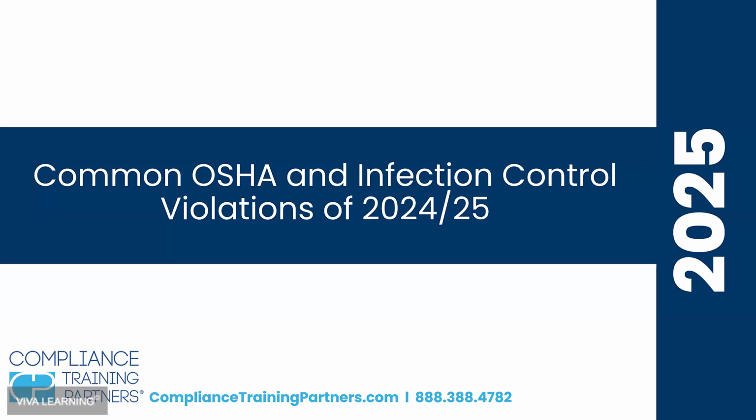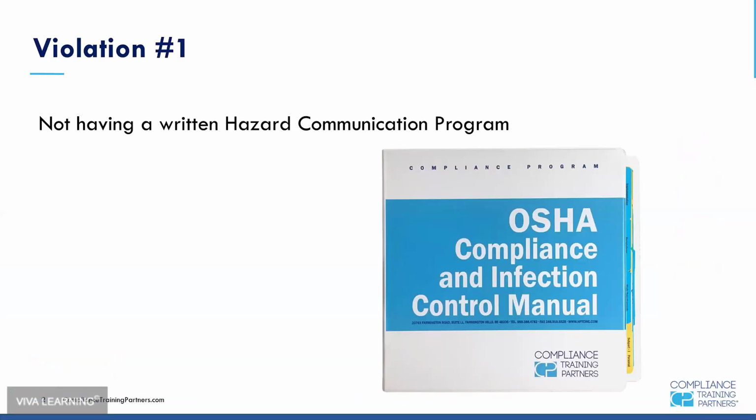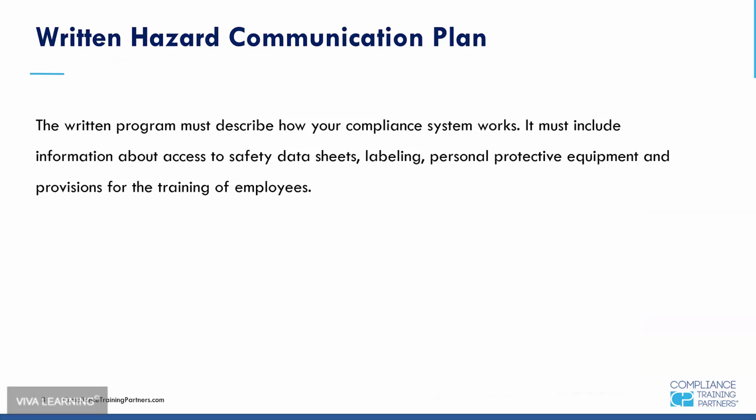Now, let me just go ahead and go. The first one, really a simple violation, easily cured. Not having a written hazard communication plan. I always say write one or buy one, have a written hazard communication plan, because it's one of the first things that an OSHA compliance officer would look for. Not only that, it's a really good thing to have. It really can make your training much easier, and I'll show you how.